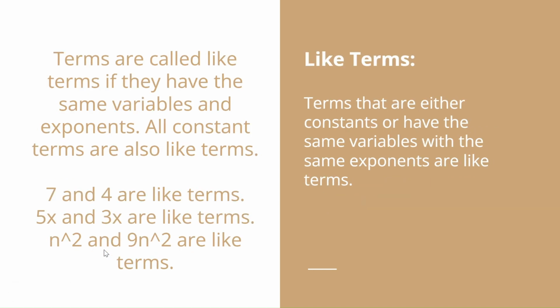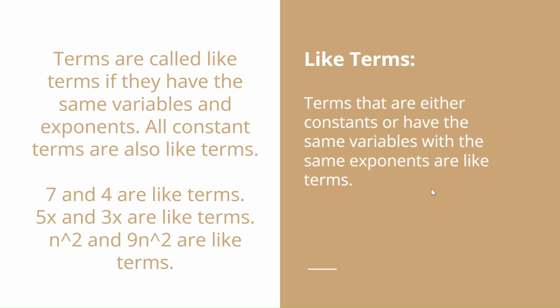Terms are called like terms if they have the same variables and the same exponent. All constant terms are also like terms. Like 7 and 4 are like terms. 5x and 3x are like terms. n to the power of 2 and 9n to the power of 2 are like terms. And here is the definition of like terms: terms that are either constant or have the same variables with the same exponent are like terms.